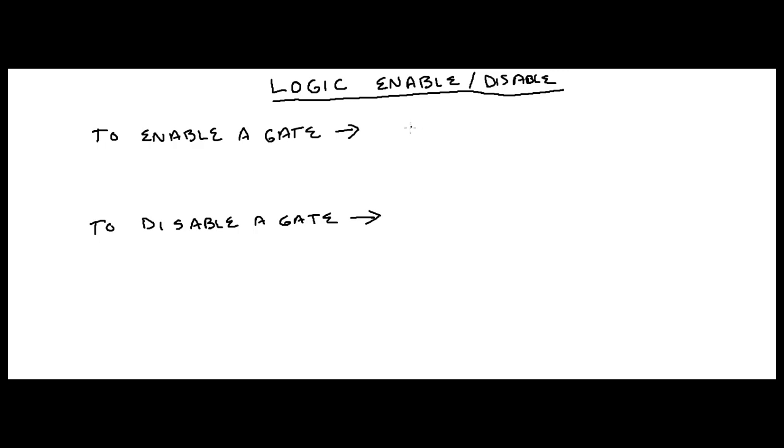Well, you can think of it as to turn something on, right? Or to let something pass through. It's kind of like a bridge, you know. If it's a drawbridge, you lower it so people can cross, right? And to disable a gate, it means you do just the opposite, right? Turn off, or let me say not pass through, right?